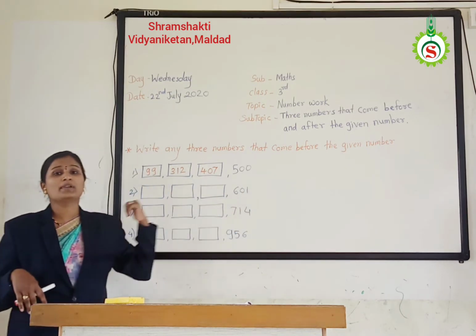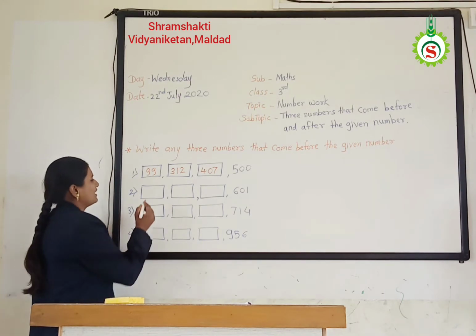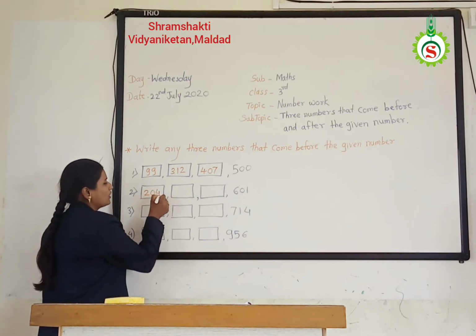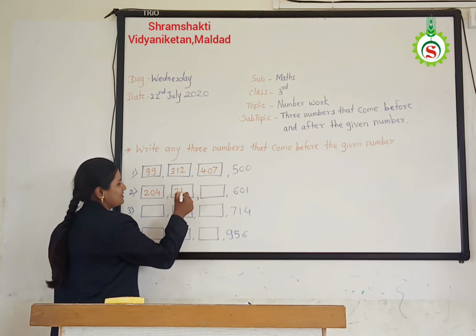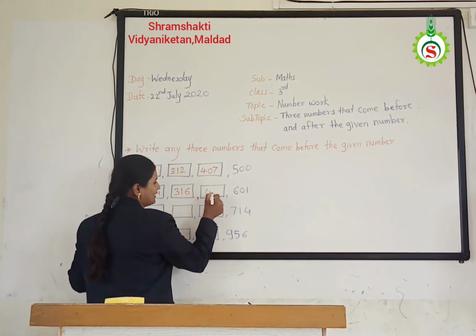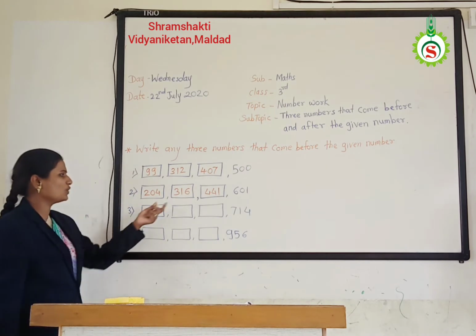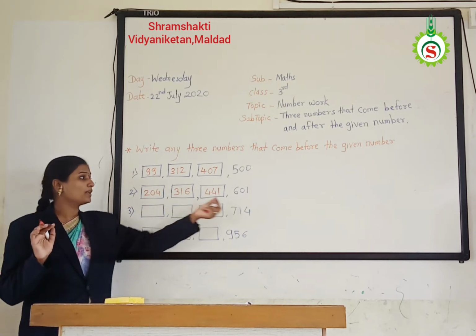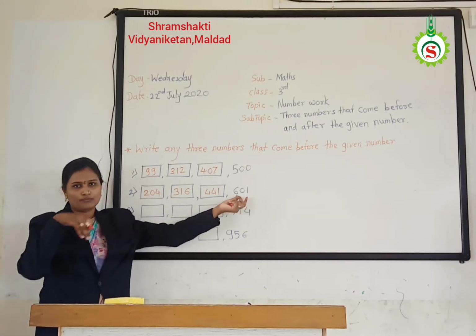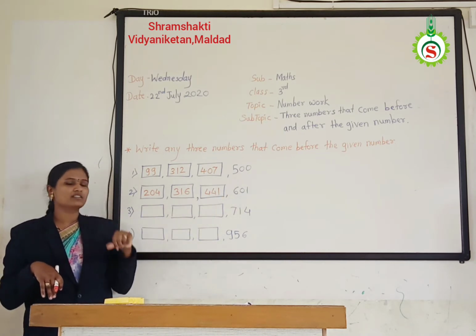Write down here the numbers before the number. Suppose I write down here 204, then 316, 400, 441. As you like, we take as you like, but we write numbers before the given number.